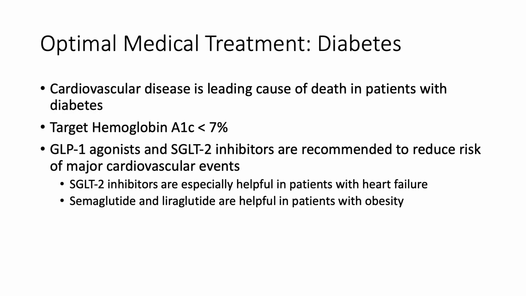Cardiovascular disease is the leading cause of death in patients with diabetes. So in patients with diabetes, you really want to make sure you're doing a good job with glucose control. Your target A1C should be less than 7% for most patients. And GLP-1 agonists and SGLT2 inhibitors have been found to reduce the risk of major cardiovascular events. And so those are probably your top options for folks with diabetes and coronary artery disease.